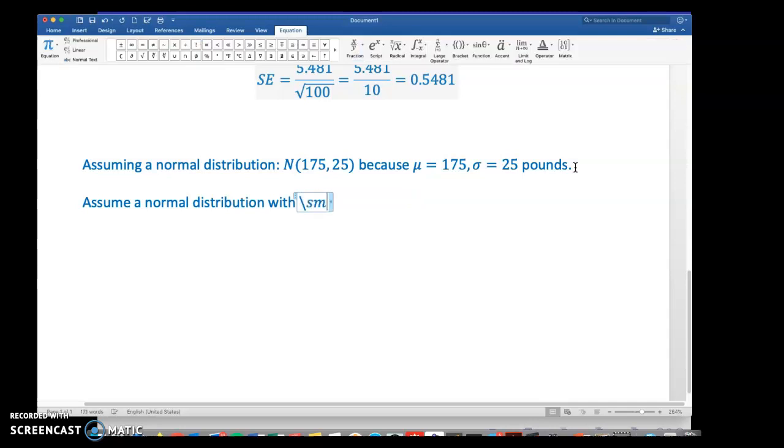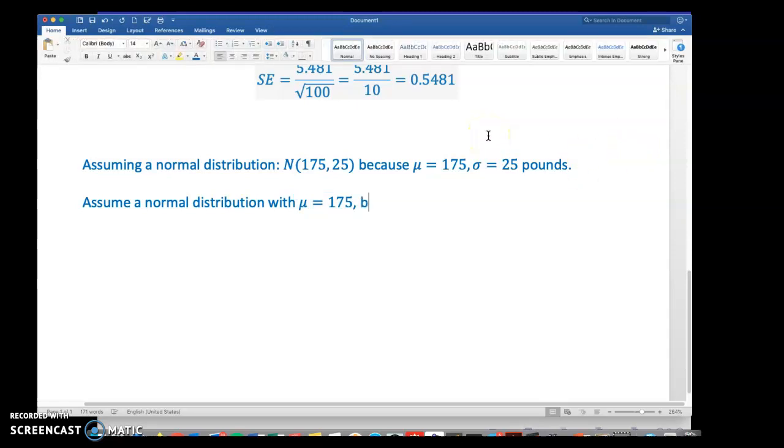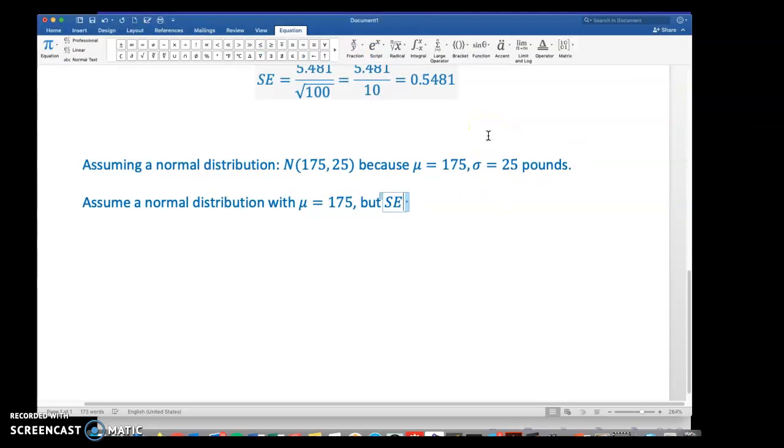And our mean is still 175. That's the population mean. But now we need to use the standard error formula. The standard error formula is the standard deviation divided by the square root of n. In this case, that standard deviation is 25.